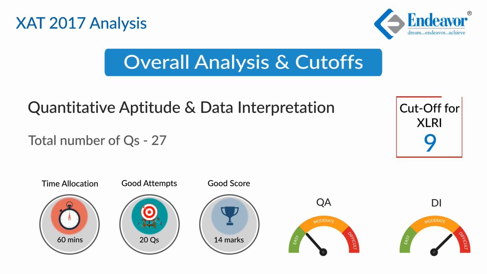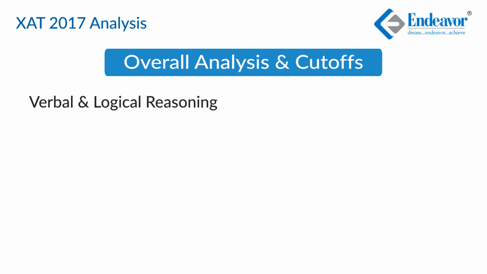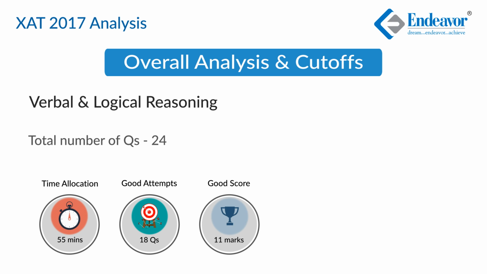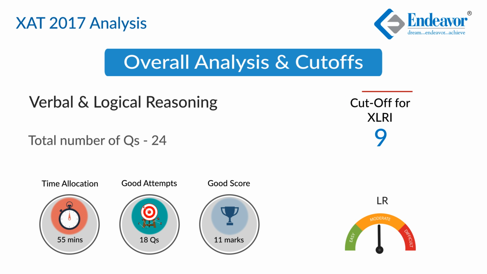Our predicted cutoff for XLRI for this section will be 9. Moving to the second section, which is verbal and logical reasoning. There were 24 questions in this section. Our suggested time breakup is 55 minutes. Good attempts in this section can be approximately 18 to 19 with a good score being 11. The section can be termed moderate on difficulty level and the cutoff for XLRI could be around 9.